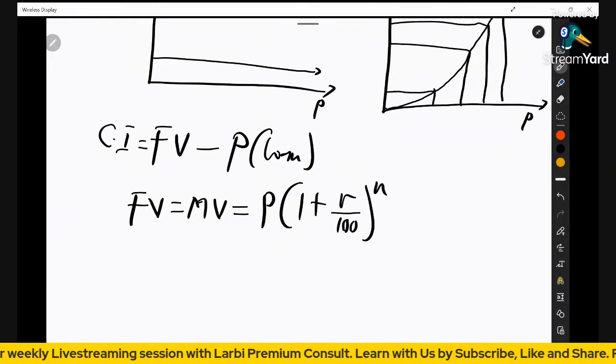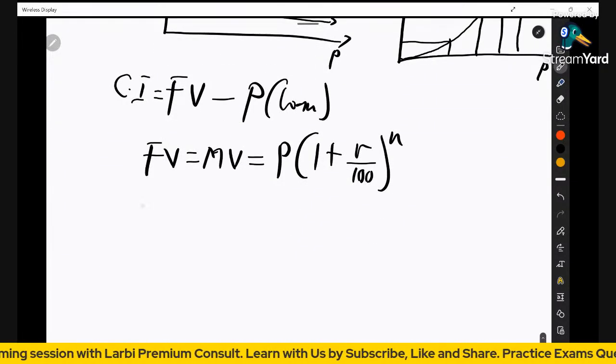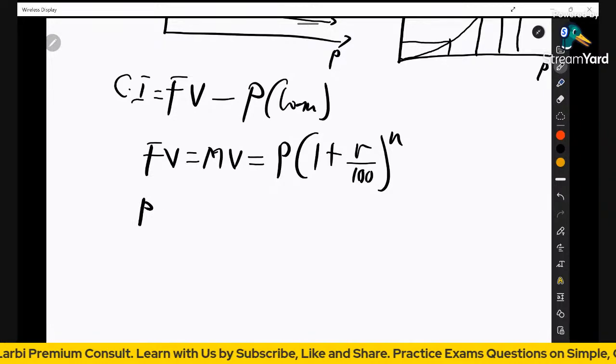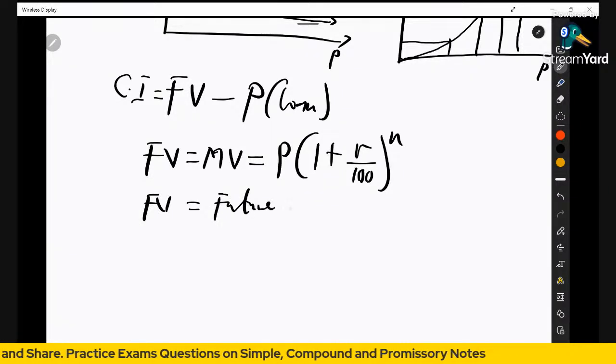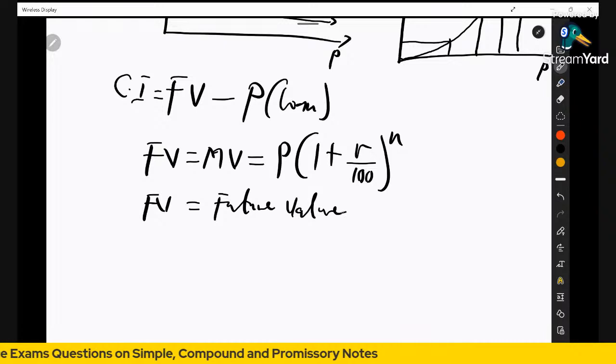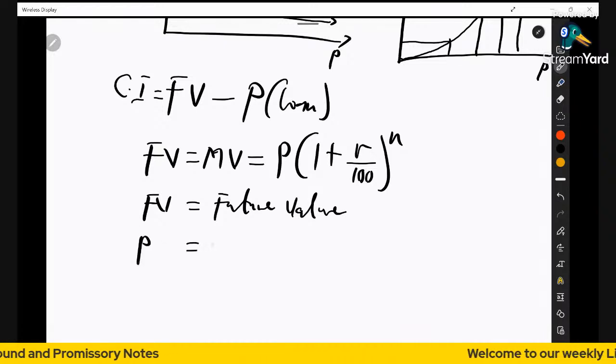And let's take this discussion a bit further. Let's start from the FV, which is the future value. The FV stands for the future value, or the maturity value. The P stands for the principal.